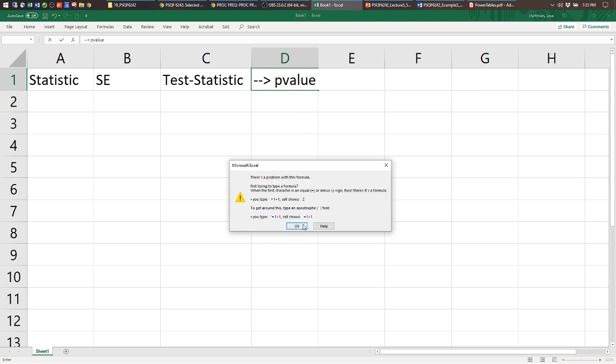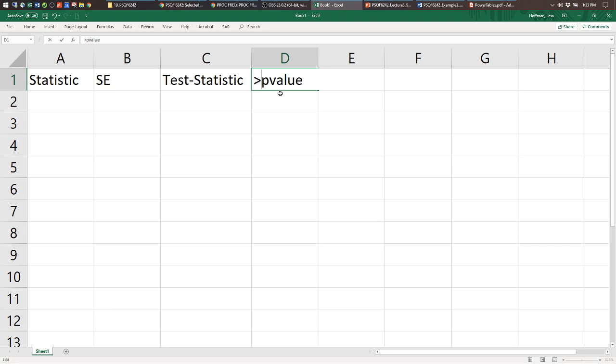So, no, fine, don't give me an arrow. Grr.